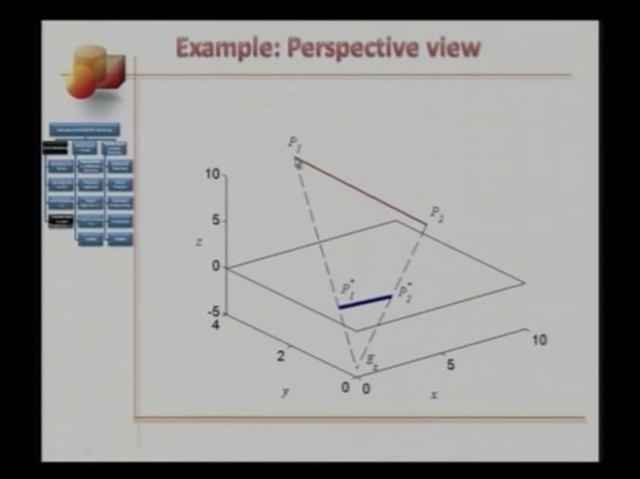We have this figure. The line in red shows the original line joining P1 and P2, and the line in blue shows the perspective image of this line in red on the xy plane. EZ is the position of the eye along the negative z direction. Notice that the projections are not parallel. They are converging to the eye from points P1 and P2. Wherever these projections intersect the xy plane, you would find a corresponding image of P1 here and of P2 here. This is how the perspective image might be thought of being constructed geometrically.